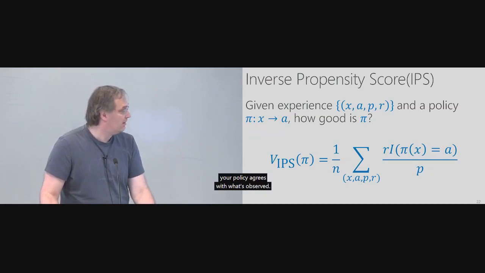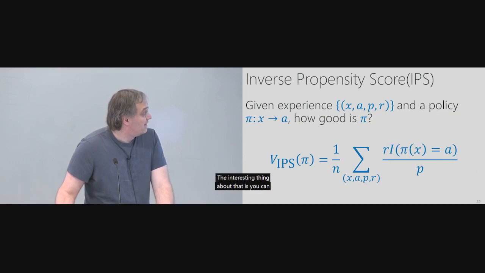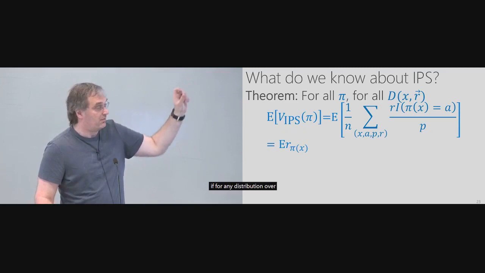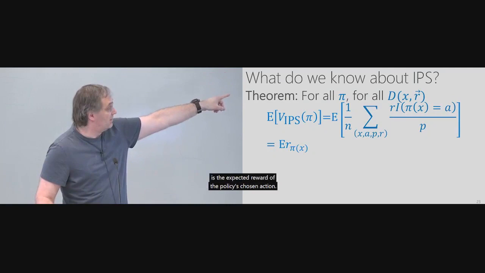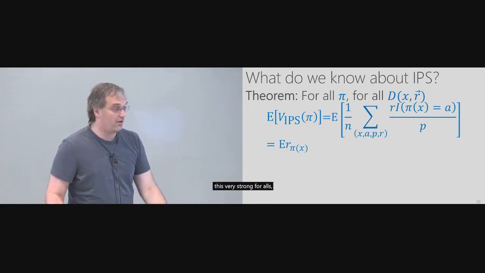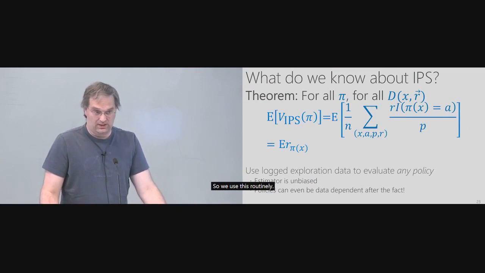And the interesting thing about that is that you can prove that it's unbiased. So the claim is, for any policy, and for any distribution over the features and a hidden reward vector, the expectation of your estimator is the expected reward of the policy's chosen action. So that division by P is critical in making this unbiased. And because it's unbiased and because you have those very strong for-alls, you can use this over and over again. So we use this routinely. This new Personalizer service has this built in.